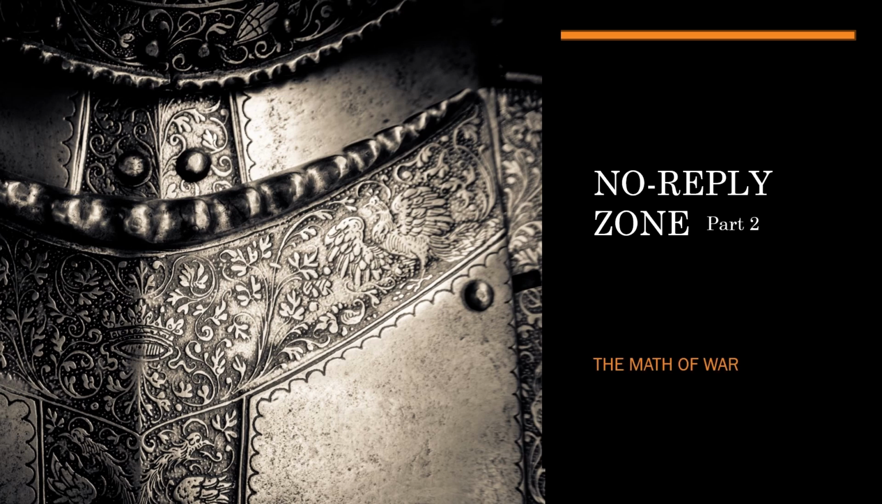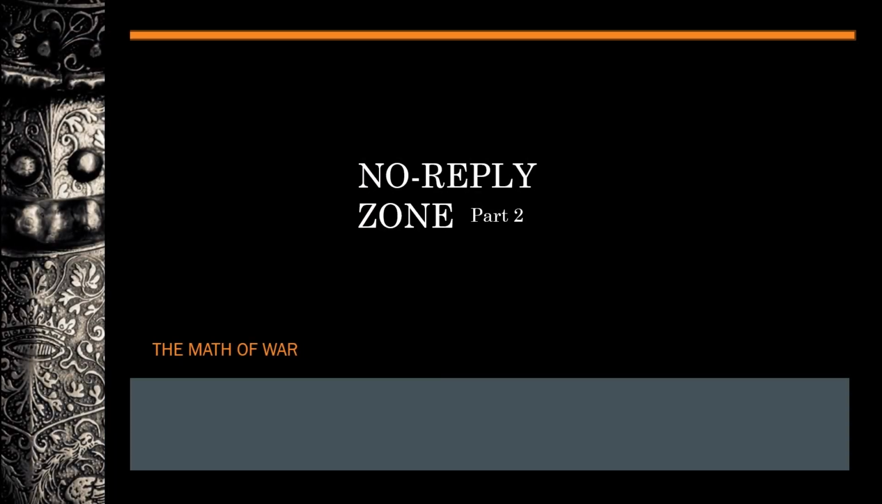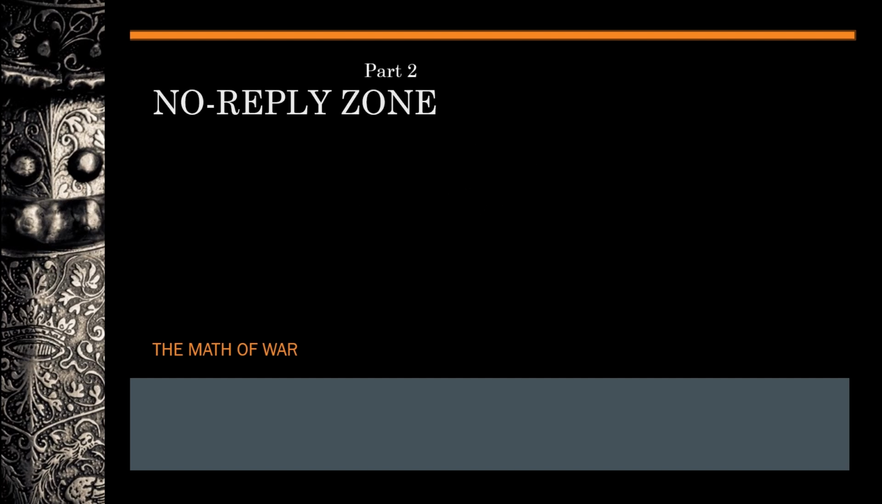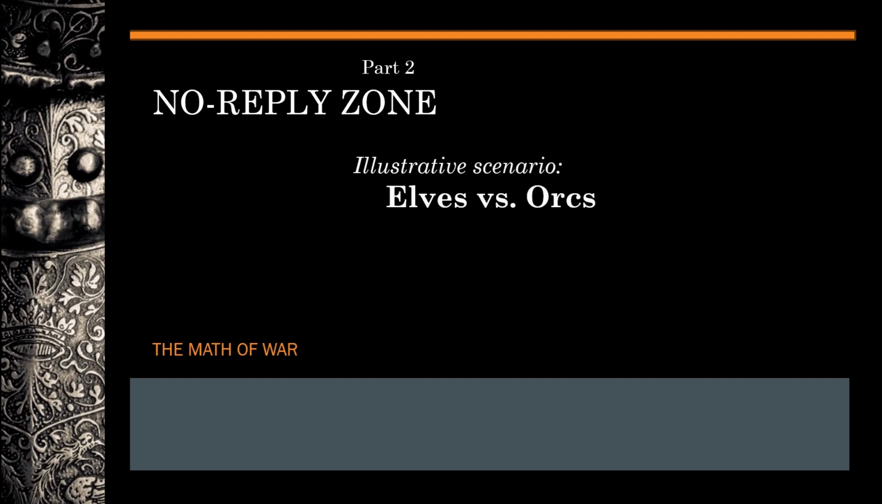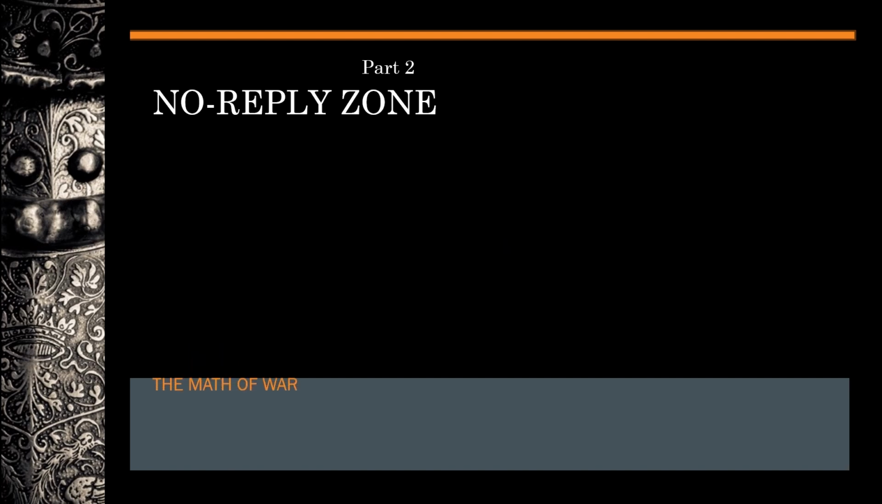This is the Math of War, and today we're going to explore the concept of a no-reply zone, specifically a type of no-reply zone based on relative position and traverse. Our scenario poses an elf ship against an orc ship. We assume that elves and orcs are equivalent in every fighting dimension except for the traverse of crossbows mounted on their respective ships. Isolating this one variable lets us more easily extract the principles to be discovered.